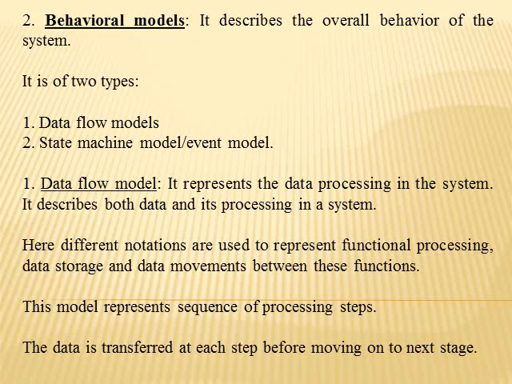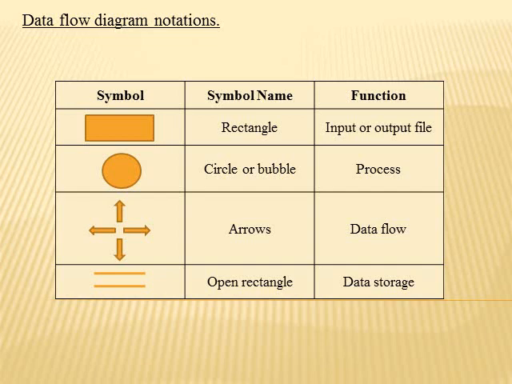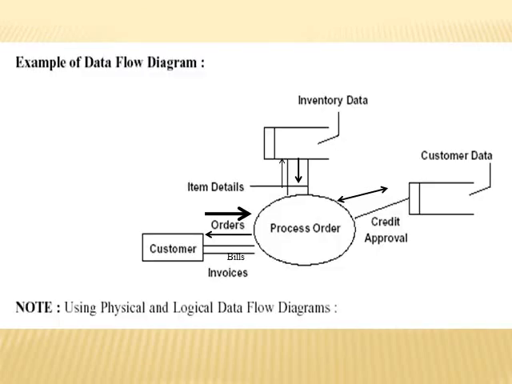State machine, event model: here the event model doesn't discuss the data. So here we can see the data flow diagrams: rectangle for input and output, process as a circle, and arrow marks for data flow. Using a simple diagram where a customer is ordering, the process is an oval, this is a rectangle, and these are the databases. How the customer is ordering, processing data, inventory, and how they get the invoice, they show in the data flow diagram.